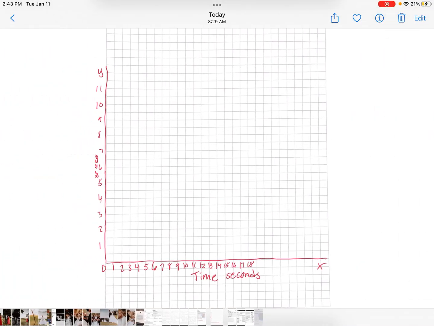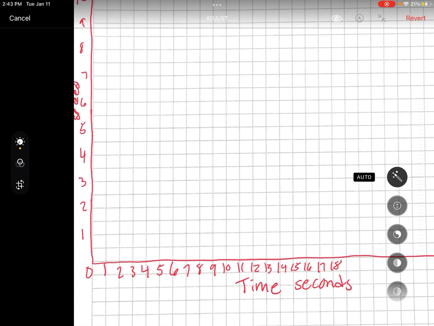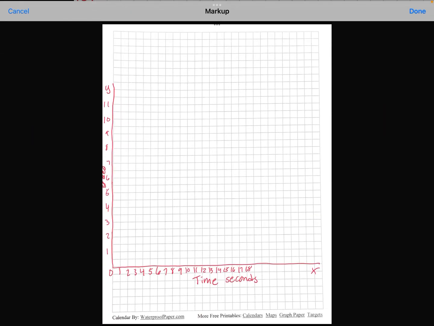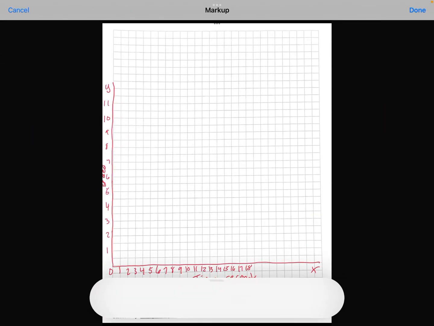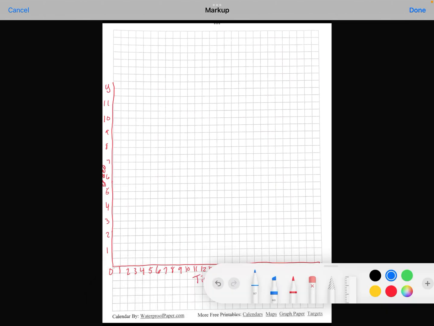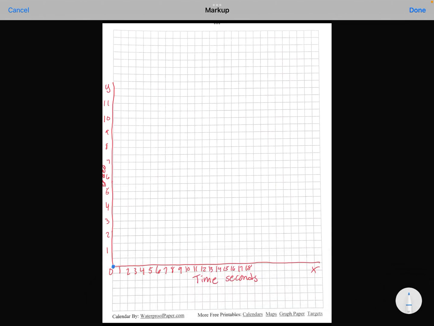So let's go back here. It says at 0 seconds, our speed is 0, so I'm going to show that here. All right, plotting my point. At the first second, we are at 2, so I'm going to plot my point here. At our second second, we are at 4. At our third second, we are at 6. At our fourth second, we are at 8.